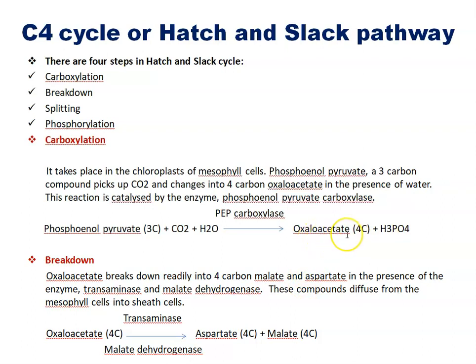Now, oxaloacetate, which is formed in this carboxylation reaction, then breaks down into two compounds, aspartate and malate. Both are 4-carbon compounds, formed in the presence of two enzymes, transaminase and malate dehydrogenase. Both enzymes are required here. Then these two compounds diffuse from the mesophyll cells to the bundle sheath cells.